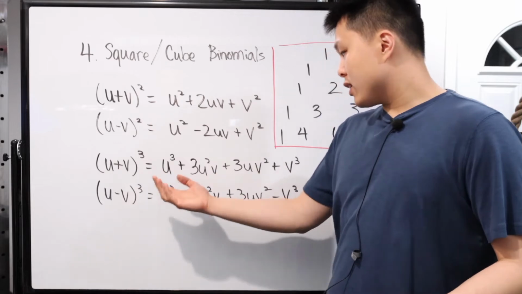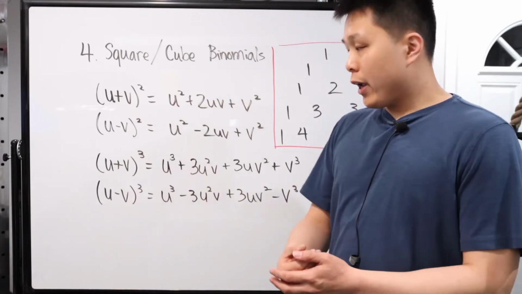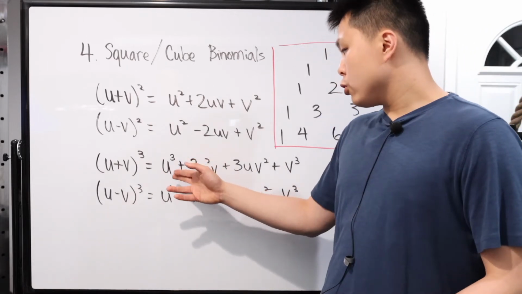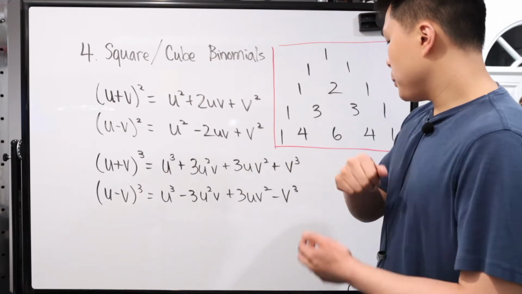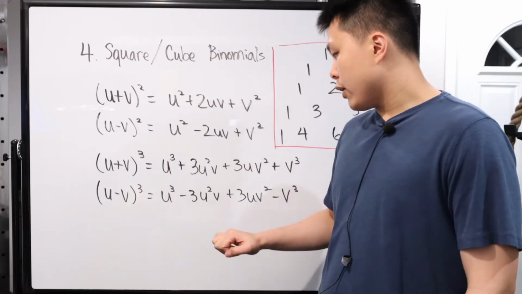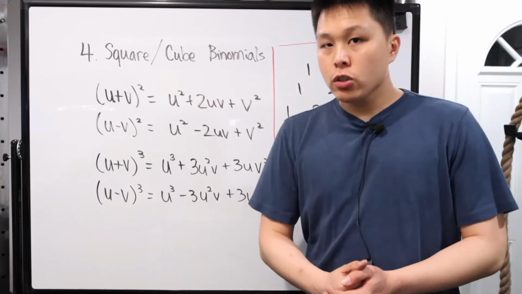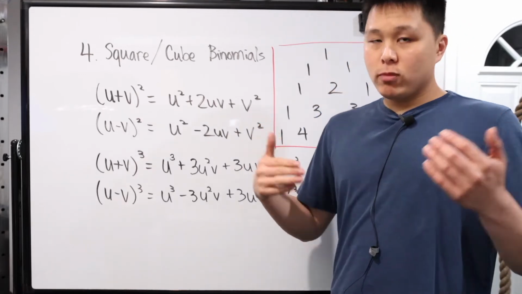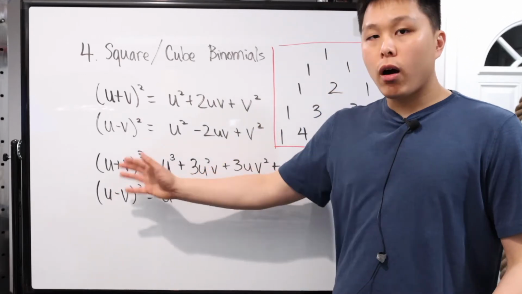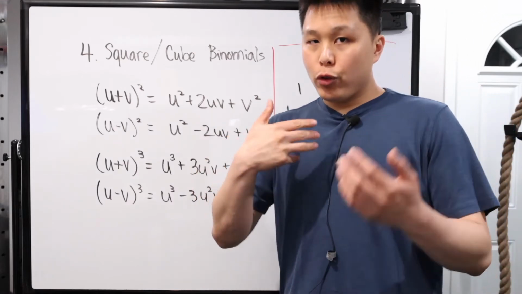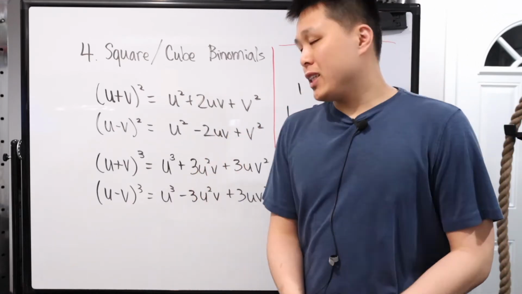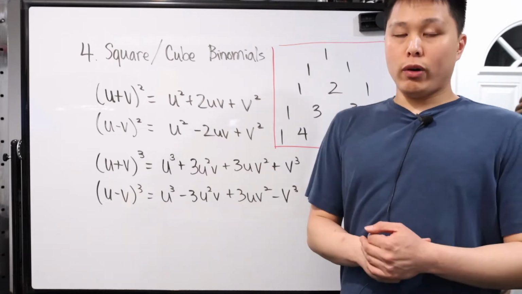If you distribute everything, this is the long-winded way of doing it. You have u cubed plus 3u squared v plus 3uv squared, and then plus v cubed. Same thing, except now you have minus here and here. So if you don't want to memorize it, great. You can definitely always just distribute, and I would sometimes recommend that because guess what? If you're careful, you're less likely to make a mistake than if you accidentally memorize this incorrectly.